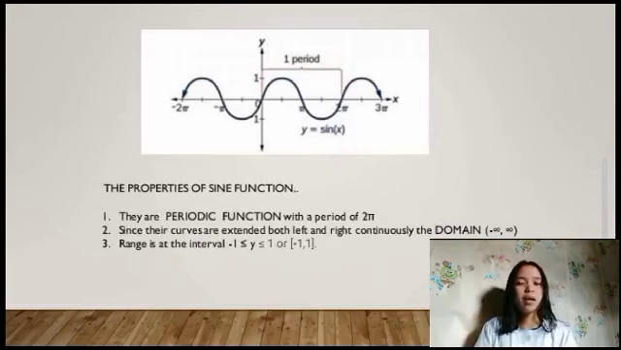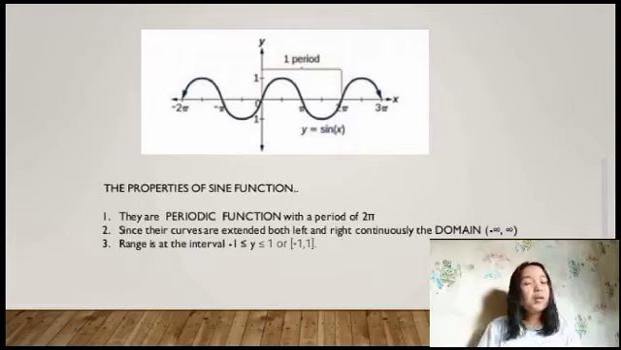Now, let's talk about the amplitude. Our amplitude here is equal to 1. Amplitude is the farthest distance from the x-axis, up to 1 unit. Then the graph of y equals sine x is symmetric about the origin because it is an odd function. So here our origin is a point of symmetry because we have pi units to the right and pi units to the left.